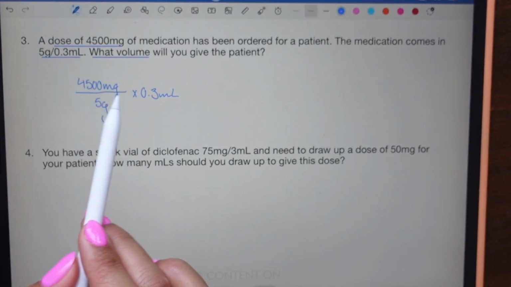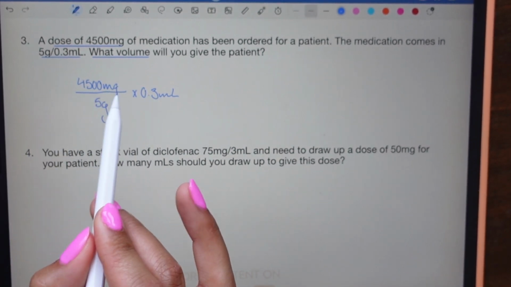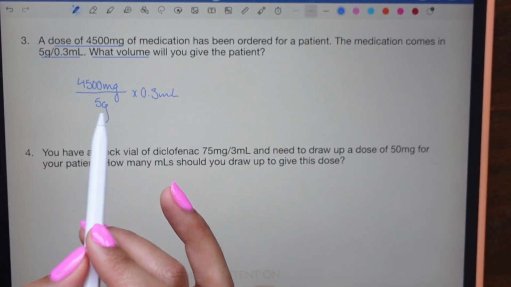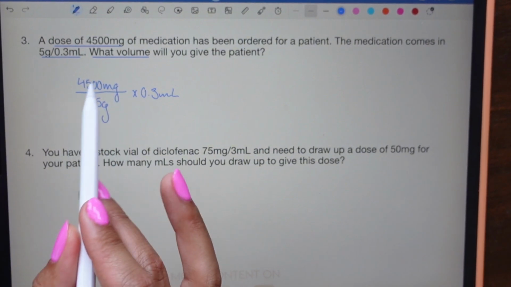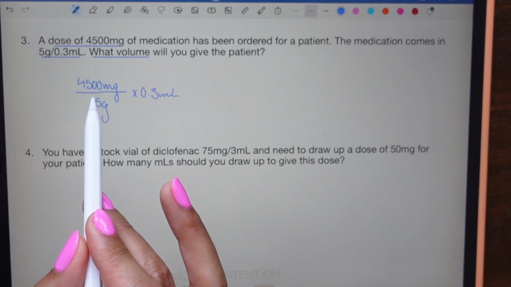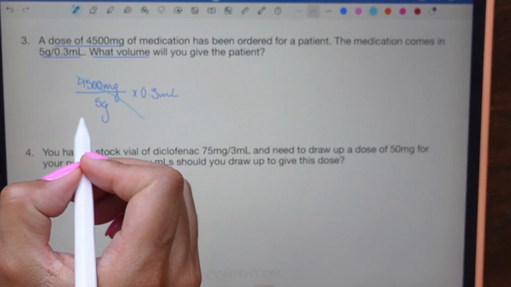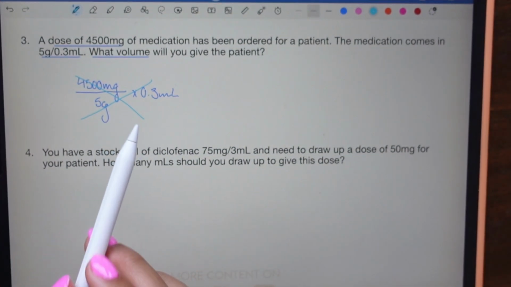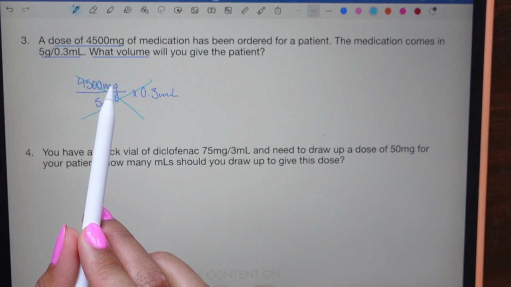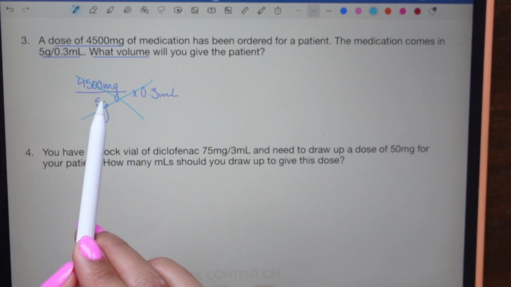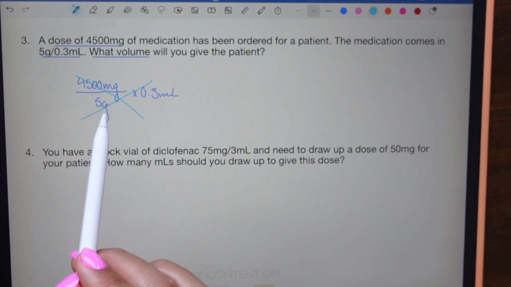Now, if we look at this, you should immediately stop and pause and say something's wrong. I've got milligrams over grams. These are not equivalent. They're not going to cancel out. So if you try to solve this problem, you're going to get an incorrect answer. We can't solve this. What we have to do is either get our grams into milligrams or our milligrams into grams. We need the same units on this fraction to be able to divide.